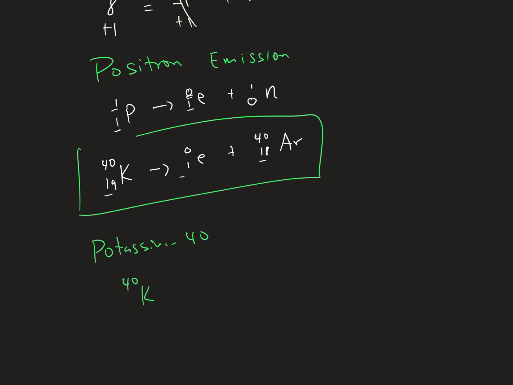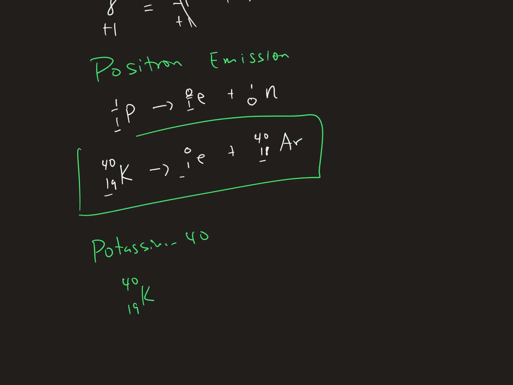How do we know that number? Oh, we look on the periodic table. That's 39.10, but you rounded to 40. No, this is an isotope. Why is that 39.10? That's the average of all of the isotopes of potassium. This is one specific isotope.